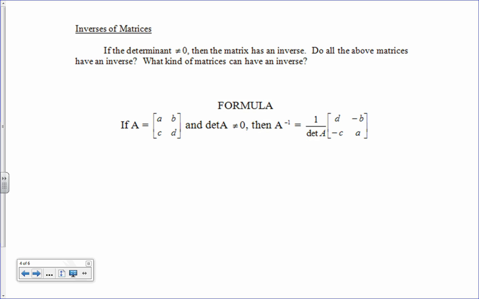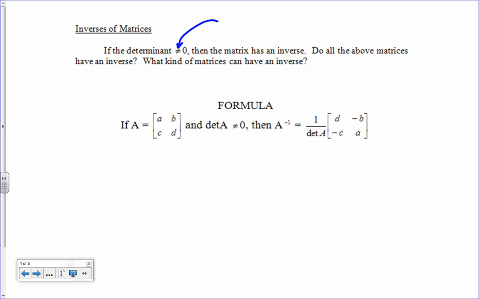So notice here it says inverses of matrices. If the determinant does not equal 0, that's what that symbol is, does not equal, then it has an inverse. Do all the above matrices have an inverse? Yes, they do. What kind of matrices can have an inverse? Well, to have a determinant, it has to be square, so it'd be square ones.